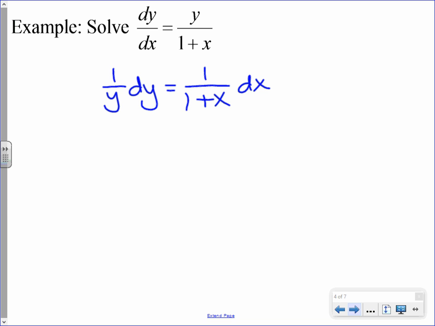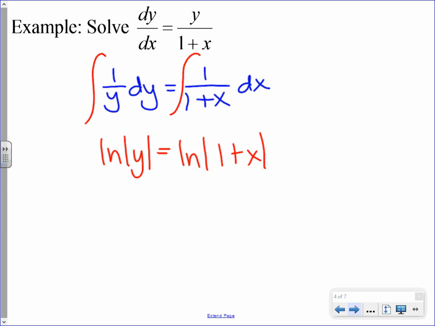The antiderivative of 1 over y. Think about it. It's been a while. Yes, natural log of y. Okay? Remember, I'm not going to put plus c on this side. I'm just going to wait until the other side, since we are integrating both sides. The antiderivative then of 1 over 1 plus x. Yes. Okay. We've gotten through the easy part.